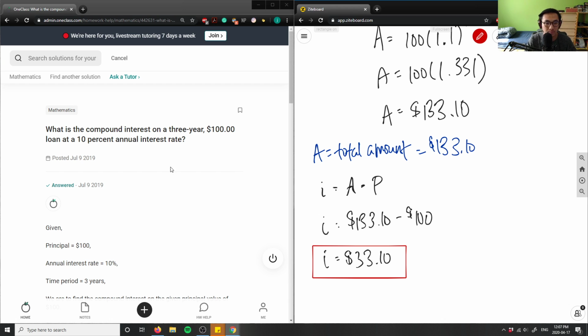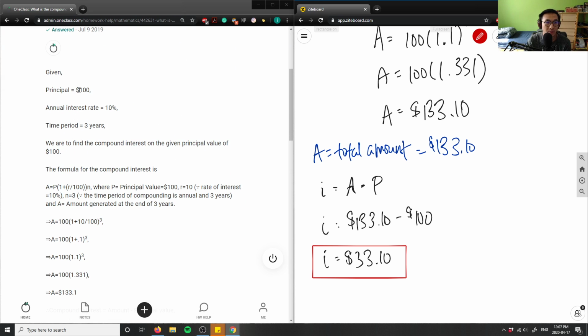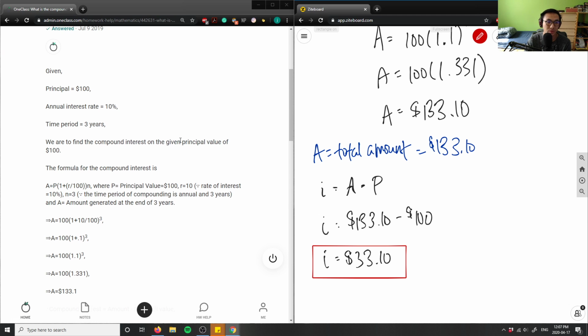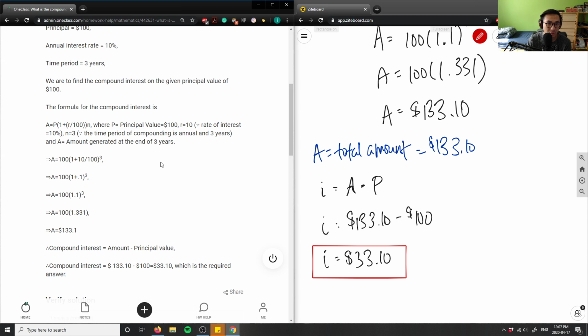So it says given principal 100, annual interest rate is 10%, time period is 3 years. We are to find compound interest, right? So they have the correct formula here. They divide by 100, R equals 10. Okay, that's good. 1.1. This is correct here.